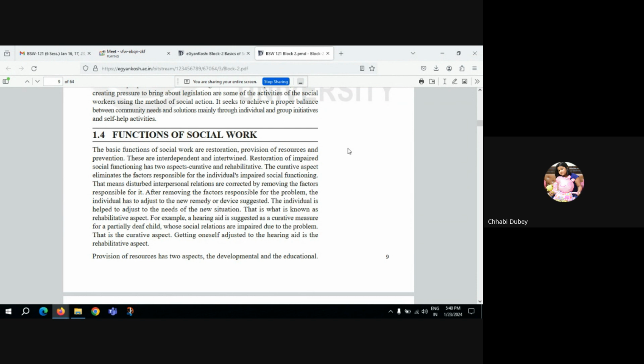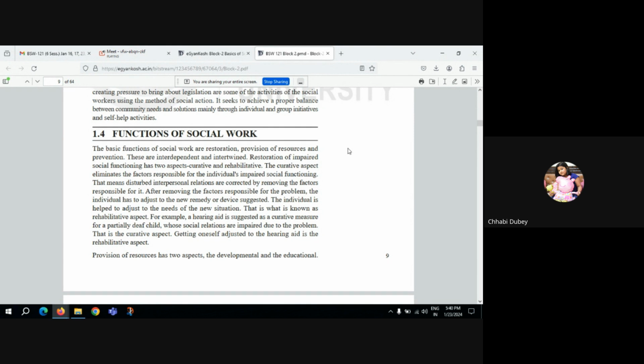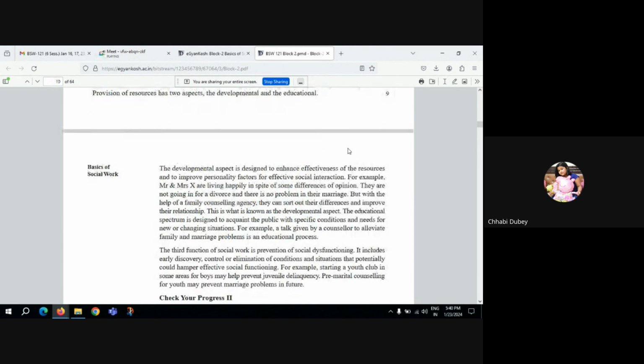So all of these things are there. These two functions of social work, the curative and rehabilitative, are the two important functions. Then apart from that, we have provision of resources. Again, it has two aspects: the developmental aspect and the educational aspect. The developmental aspect is designed to enhance the effectiveness of the resources and improve the personality factors for effective social interaction.